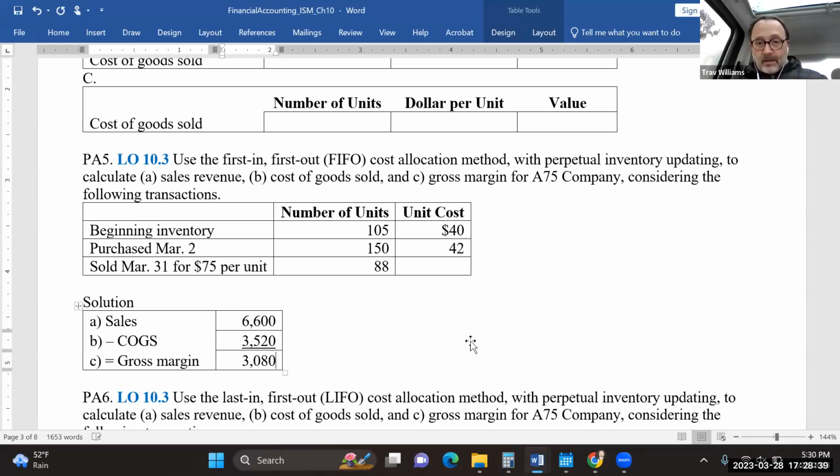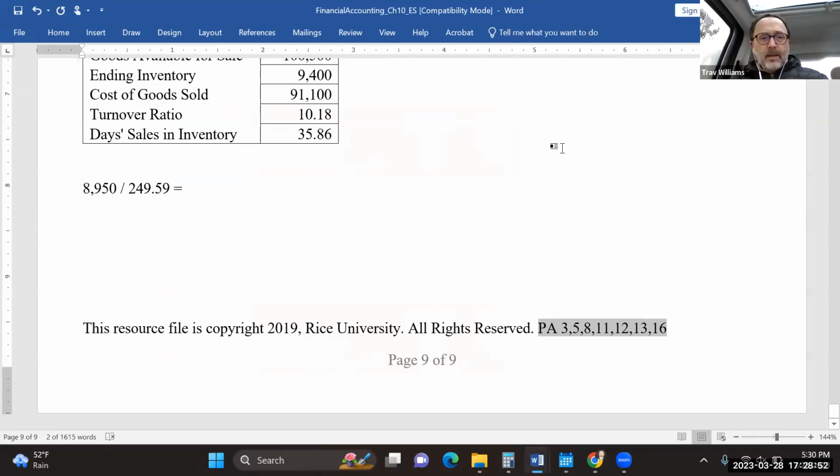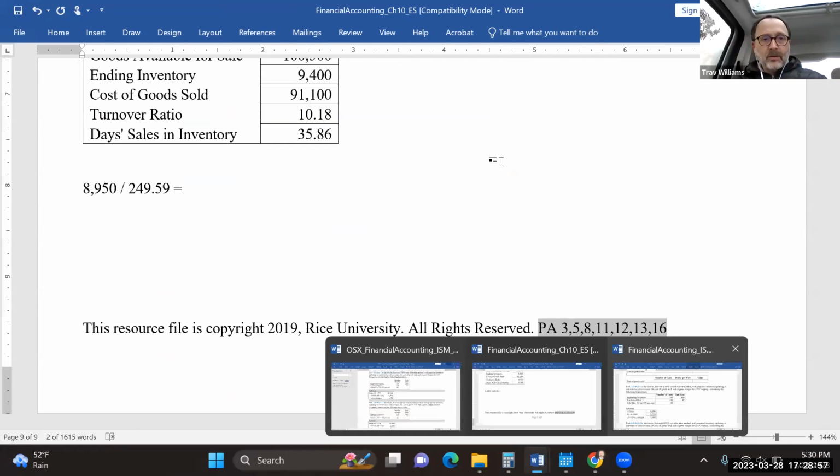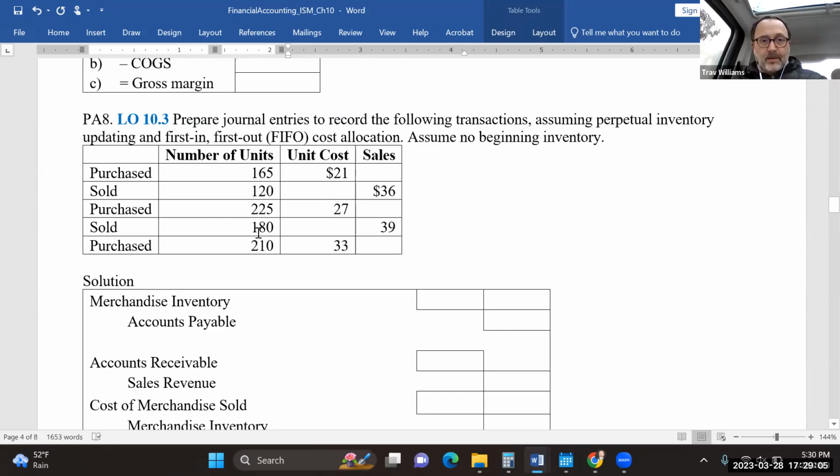And let's see what's next. Then we have 8. Okay, so 8 is journal entries. This one is fairly simple, but you will see we have to do some extra calculations a little later. Okay, so first we buy some inventory, 165 units at $21 each, $3,465, right? Yeah.